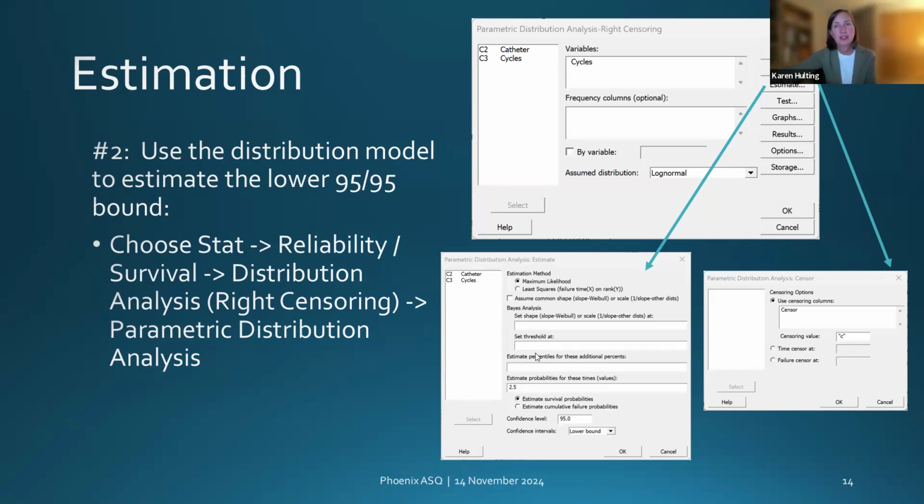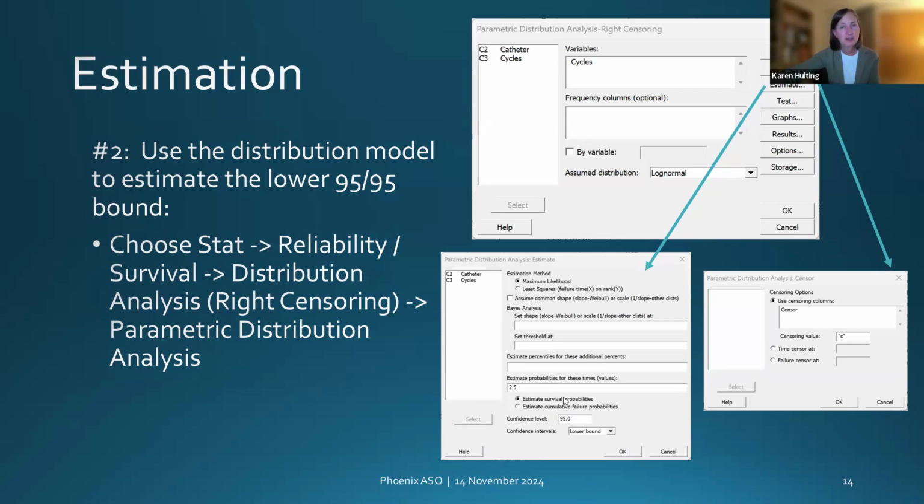The only thing that I changed in this estimate, we've got a whole bunch of options we can set in this analysis. I'm going to go into the estimate. It's going to default to maximum likelihood estimation, which a lot of studies show is, when in doubt, use maximum likelihood. And then I added in, I want to estimate my reliability at the 2.5 cycle point. And so I'm going to put that into this analysis step. And then I'm going to say that I want to use 95% confidence.